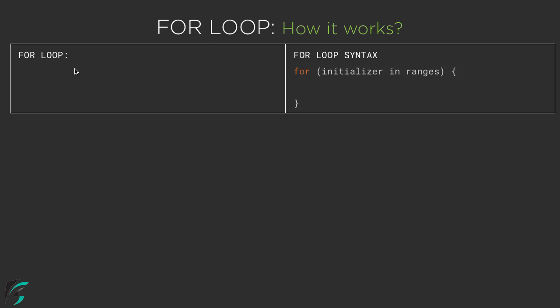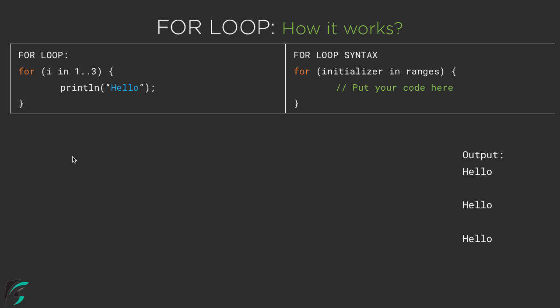Now the for loop has the initializer, the in operator, and then we define the range, right? And then we put our code here. Now let us take some example here on the left hand side. Suppose I have for I in range of 1 to 3, and then here I simply print hello, right? So what happens exactly when these three lines of code are executed? What happens is that in the output we will get hello, hello and hello 3 times. Now this simply shows that the print line method has been executed 3 times, that is loop 1, loop 2 and loop 3 has been executed.